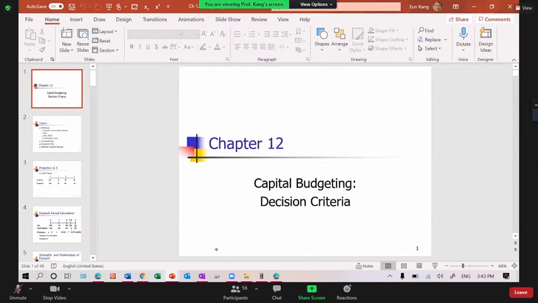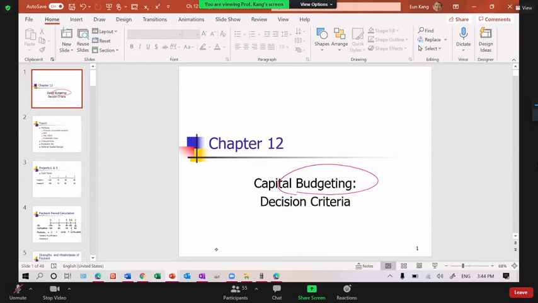Okay, and then a very important chapter, chapter 12, because what? The manager's goal is what? The manager's goal is maximizing stock price, or maximizing shareholder wealth, or maximizing firm value. To do that, you have to invest correctly, right? That is what? Capital budgeting. That is what? You have to choose the project correctly, right? You have to choose a value-maximizing project, okay?